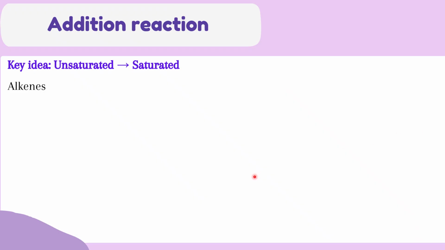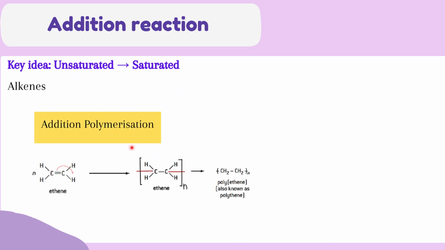Now, the last addition reaction in case of alkenes is addition polymerization. What do you mean by the term polymerization? Well, the name itself suggests that there is a small unit which repeats itself and gets added and combined together via chemical bonding to form a compound with huge molecular size. And that compound we call a polymer, because it consists of n number of the same small repeating units.